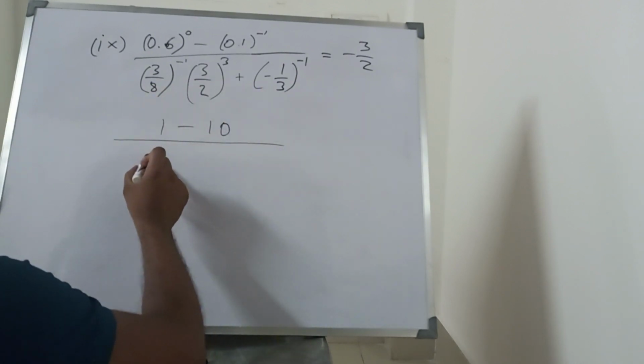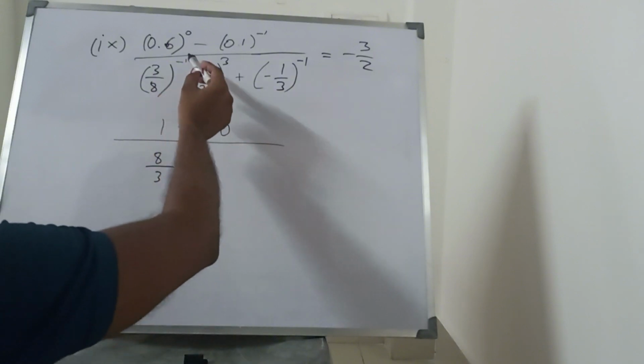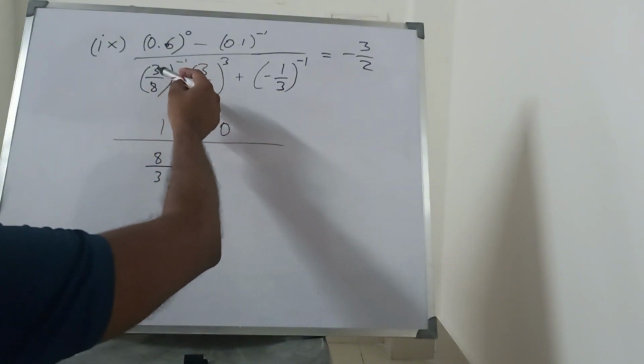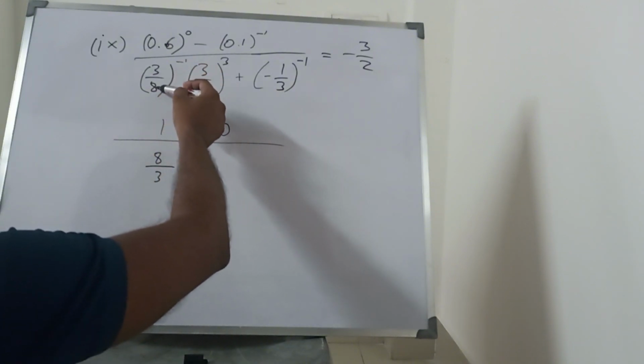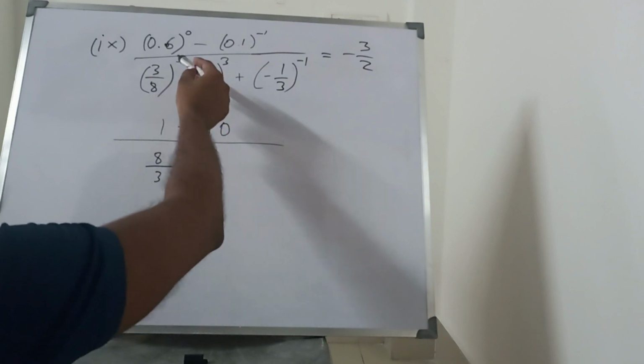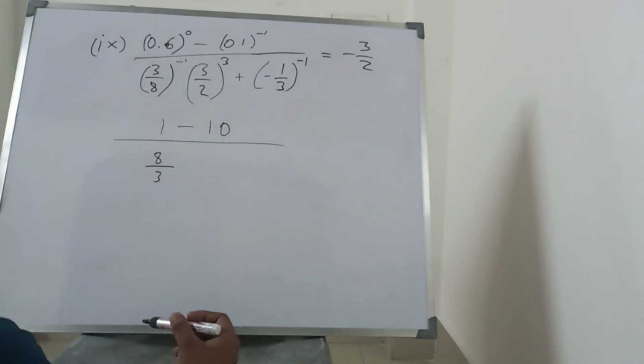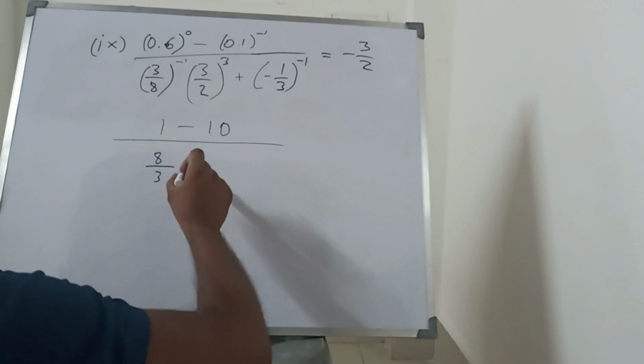So 3.8 can be written as 8 by 3. What I did is just I have done the swap. The numerator is written in the denominator and vice versa, because if I want to make the minus 1 positive, this is the step.